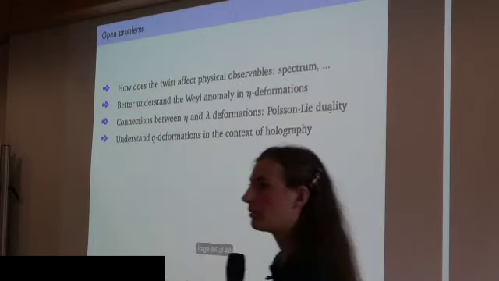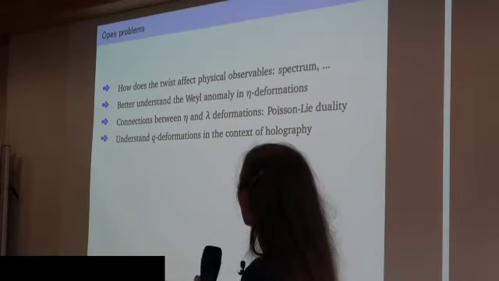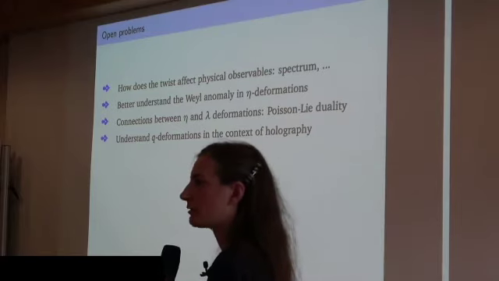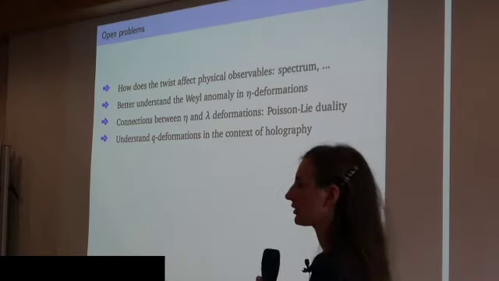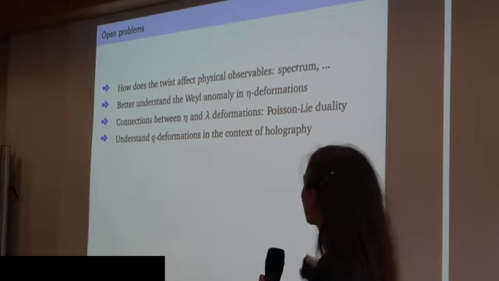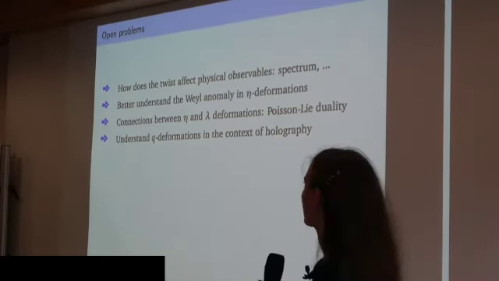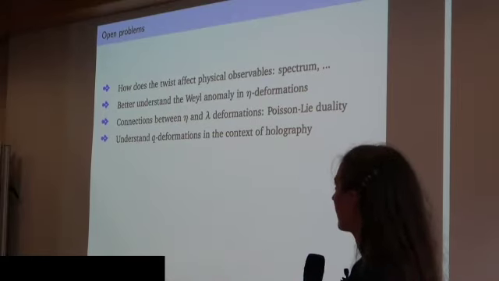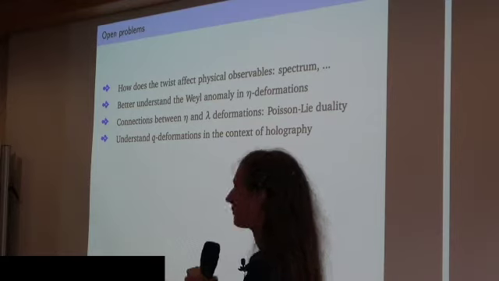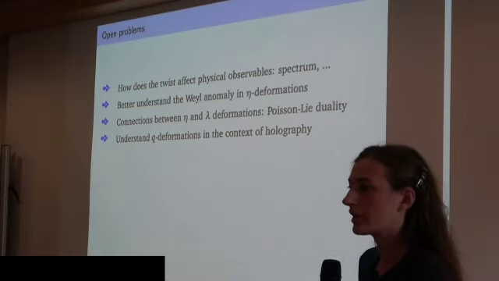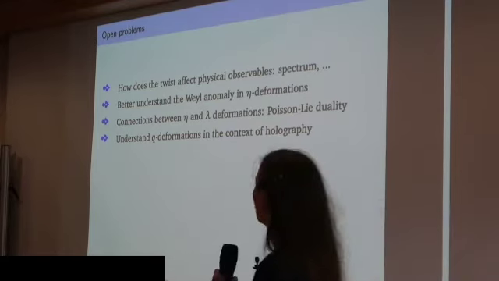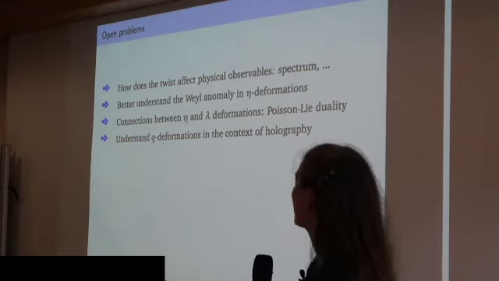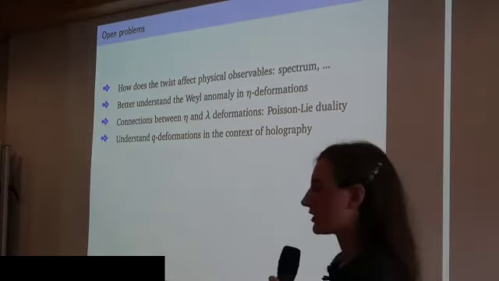There are some open problems that still need to be solved. Now that we know that the S matrices are related by this twist, it will be interesting to look at the effect of this twist at the level of the observables, for instance the spectrum of the theory. Then it would also be good to better understand the Weyl anomaly in eta deformations, so the fact that they are not string theory, why is that so? And the connection between the lambda and eta deformations. Both of them are q deformations.